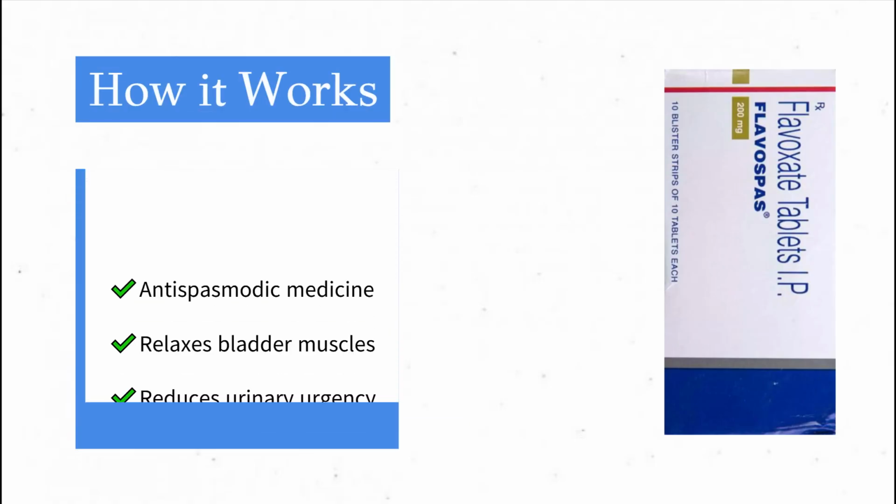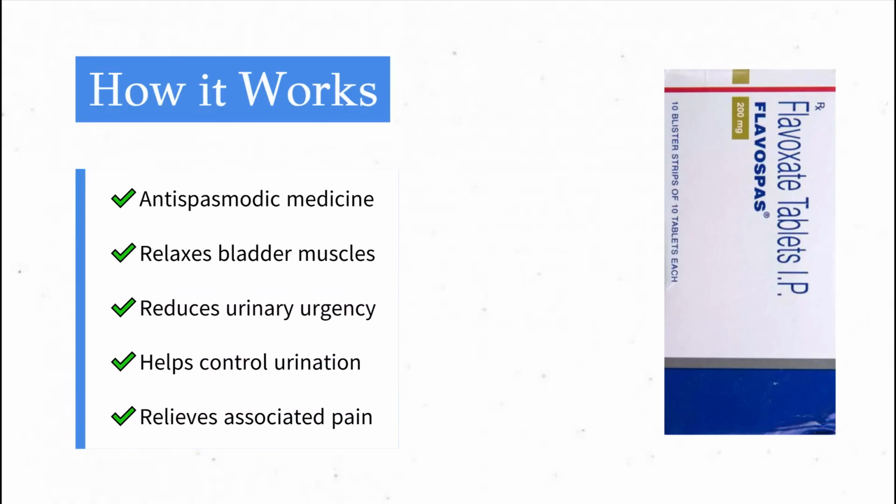How it works. Flavospas Tablet is an antispasmodic medicine. It works by relaxing the muscles of the urinary bladder. This helps prevent frequent, urgent, or uncontrolled urination and also relieves associated pain.